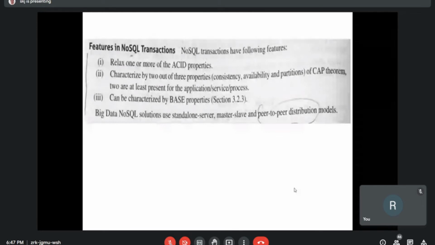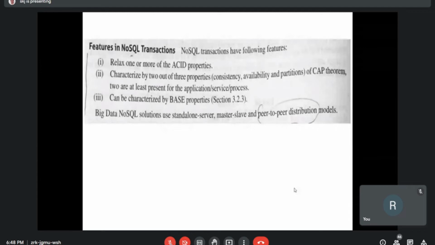Characterized by 2 or 3 properties: consistency, availability, and partition tolerance, of CAP. So at least 2 are present in the application, service or process. You will learn the CAP theorem, and it suggests that out of these 3 properties, 2 can be ensured and the 3rd can be relaxed. Relaxed means it is not being satisfied fully.